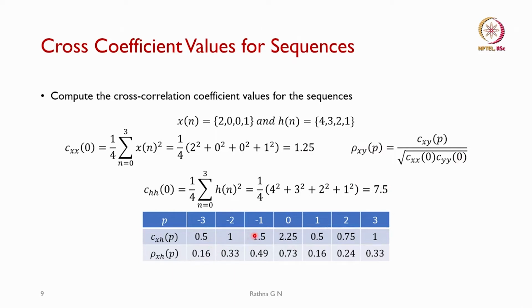In the same way you can calculate all the values. Normalizing gives these values, which have been put into the table. So, you can go and compute the rest of them to see whether they match or not.